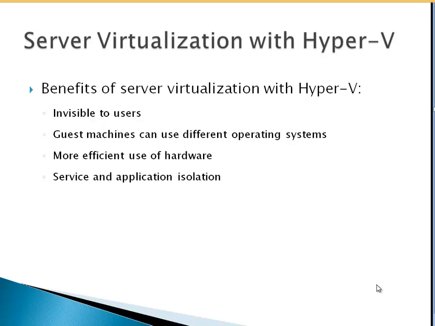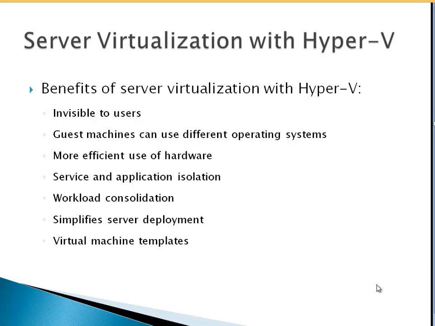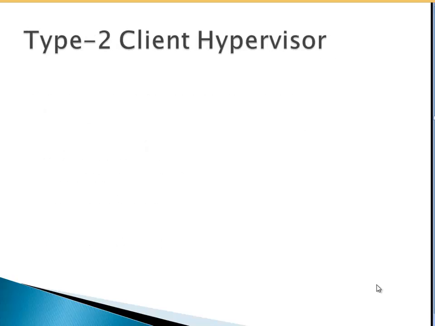Then service and application isolation. If one of the servers goes down, it's not going to affect the other server. Workload consolidation. Simplifies server deployment. And then virtual machine templates. We can create one template and we can start other virtual machines from that template.